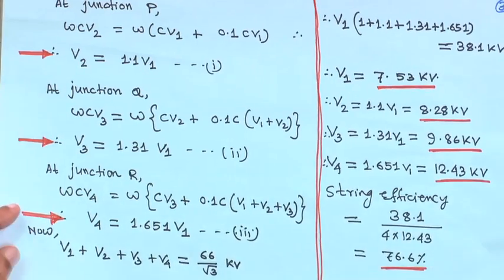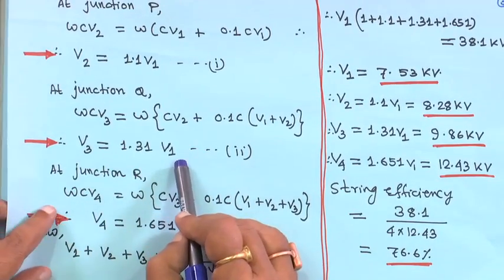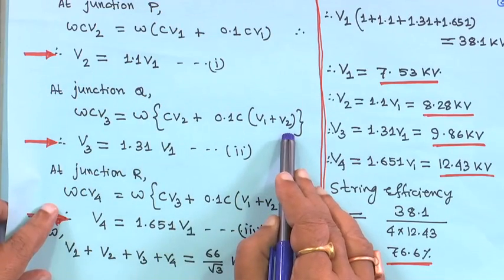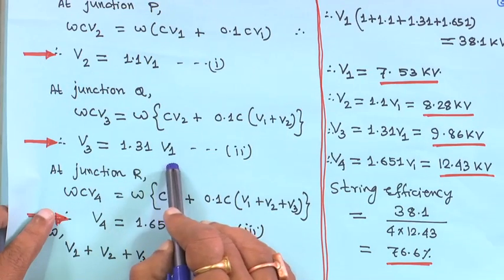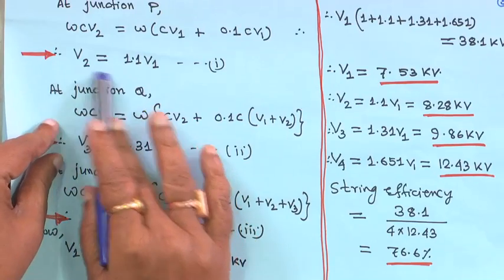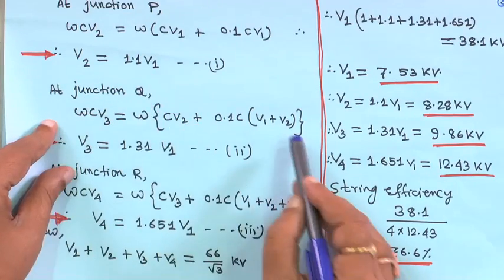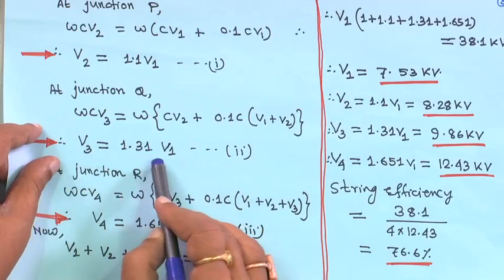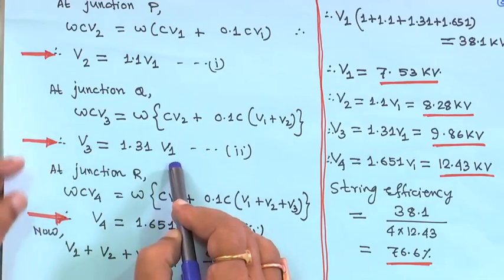Now, the question is how we get V3 in terms of V1: you substitute the expression of V2 here, then you will get 1.31 directly, which I have written here. So, please substitute V2 is equal to 1.1 V1 here itself, and then simplify, you will get V3 in terms of V1 as 1.31 V1.